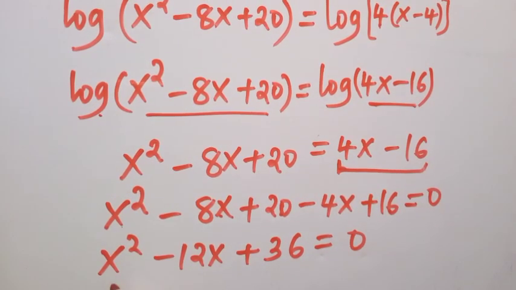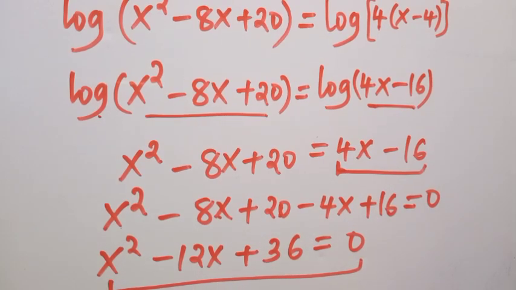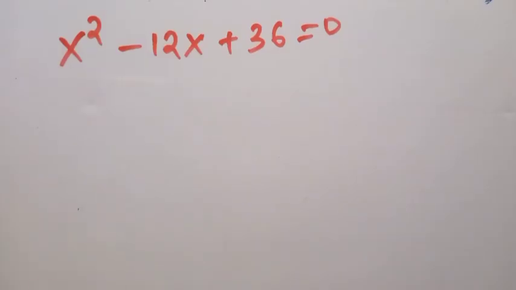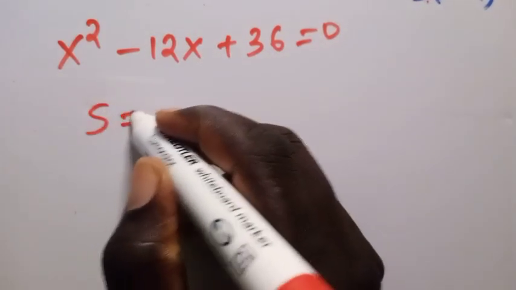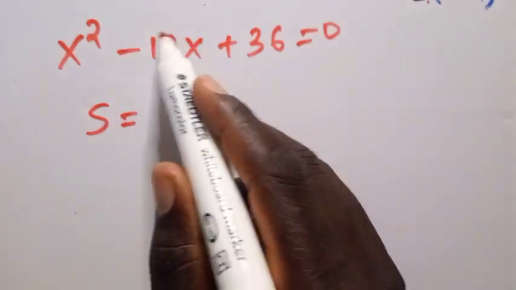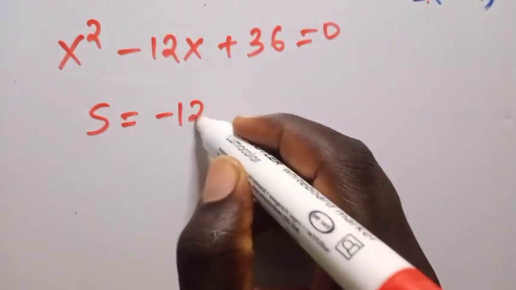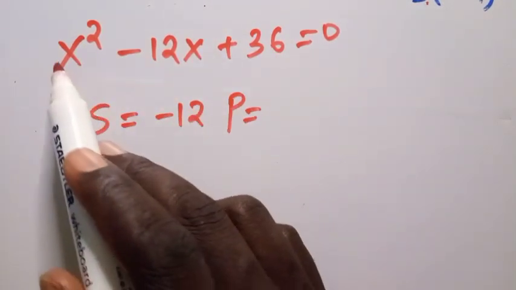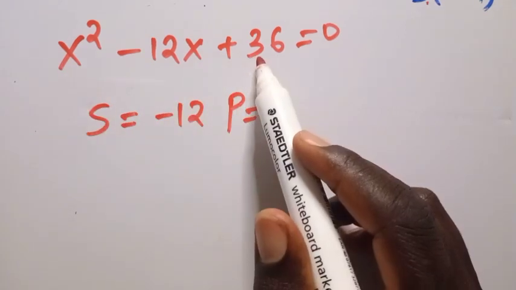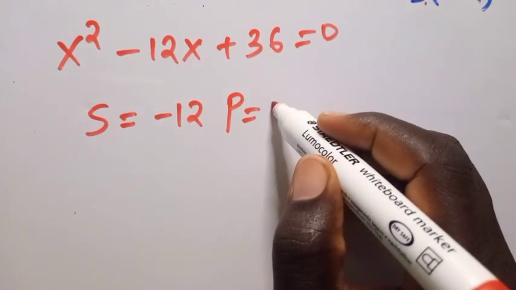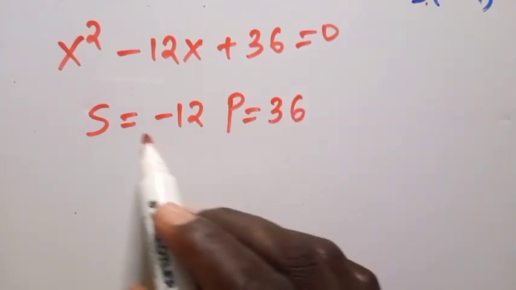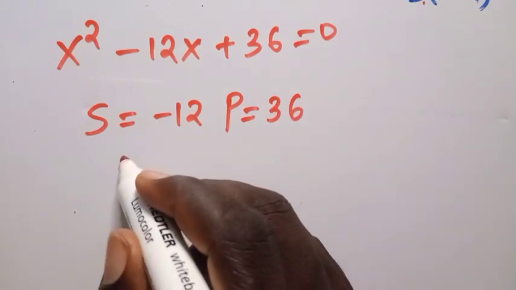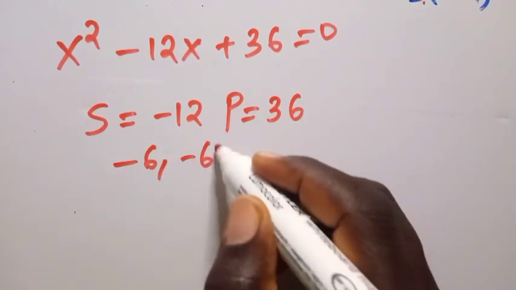Now this one is a quadratic equation, and therefore I can use the factorization method to solve for the value of x. Now from factorization, we always know that the sum is b, which is just the coefficient of x, and therefore it is negative 12, and the product is always a times c. So our a is 1 and our c, which is the constant, is 36. So 1 times 36 is just 36. So two numbers, when I add them, I get negative 12, and when I multiply them, I get positive 36, are negative 6 and negative 6.